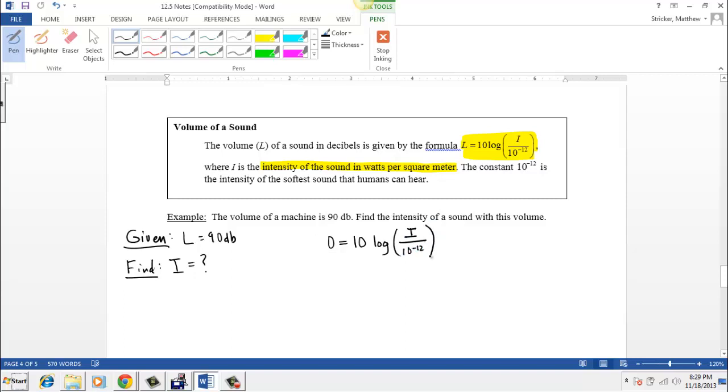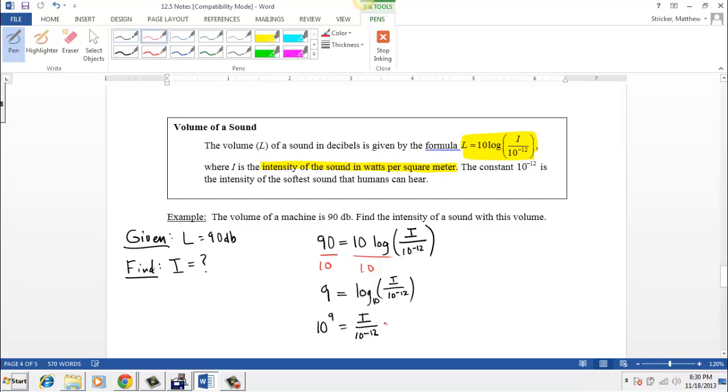And I want to solve for I. Well, we need to get the log by itself. How do we get the log by itself? Well, we need to isolate the log by dividing by 10. So we can divide both sides by 10, which gives us 9 equals the log of I divided by 10 to the negative 12. Now that we have the log isolated, we put it back to exponential form. The base here is 10, so it's the base raised to the power of 9 is equal to our argument, I over 10 to the negative 12.